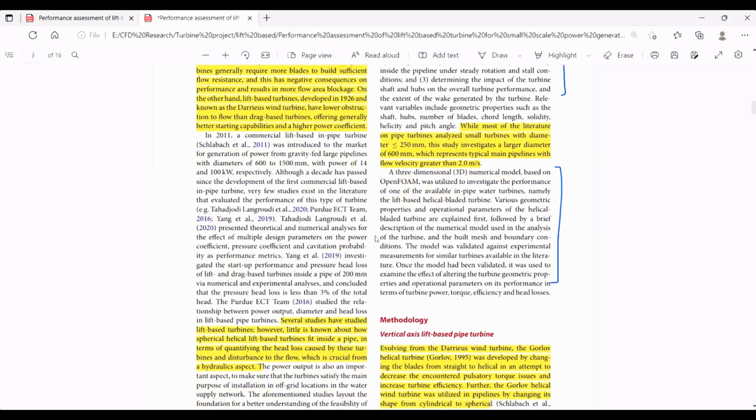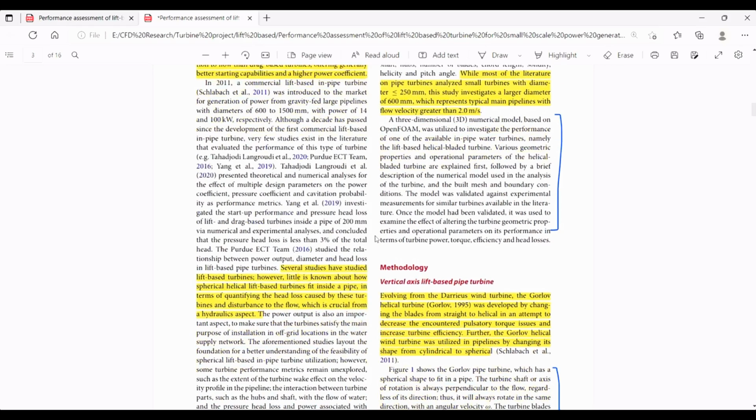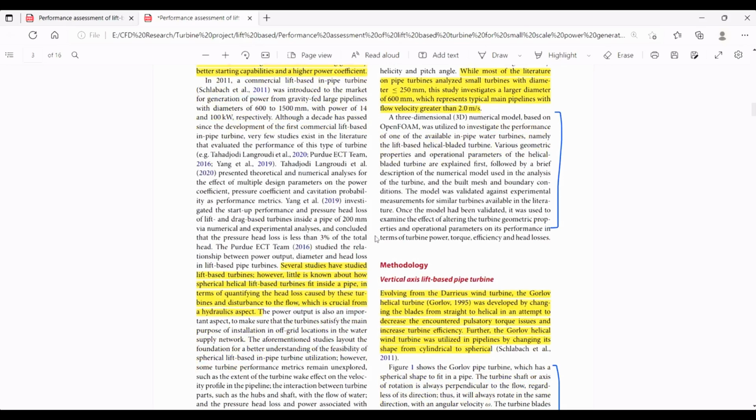So the reason behind which the author conducted this study was that he found that there is not much information available online regarding the performance characteristics of lift based water pipeline turbines. So he conducted numerical research on lift based helical turbines, and we'll be learning his findings in the later part of my explanation.